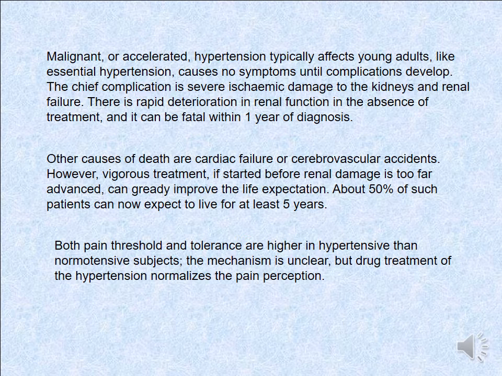However, vigorous treatment, if started before renal damage is too far advanced, can really improve life expectancy. About 50% of such patients can now expect to live for at least 5 years. Both pain threshold and tolerance are higher in hypertensive than in normotensive subjects. The mechanism is unclear, but drug treatment of hypertension normalizes pain perception.